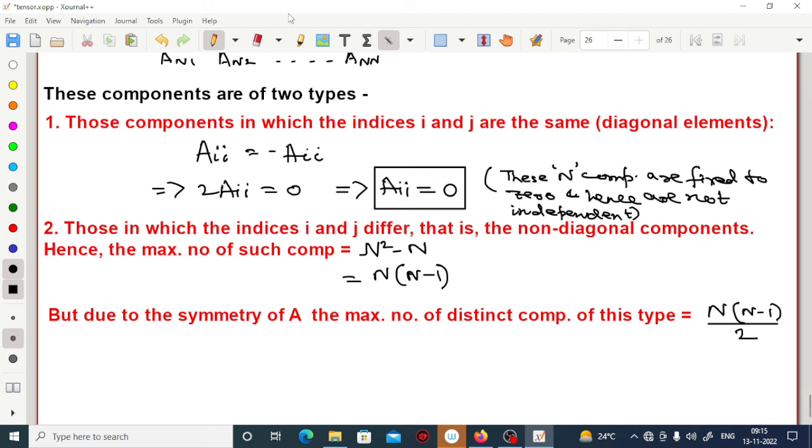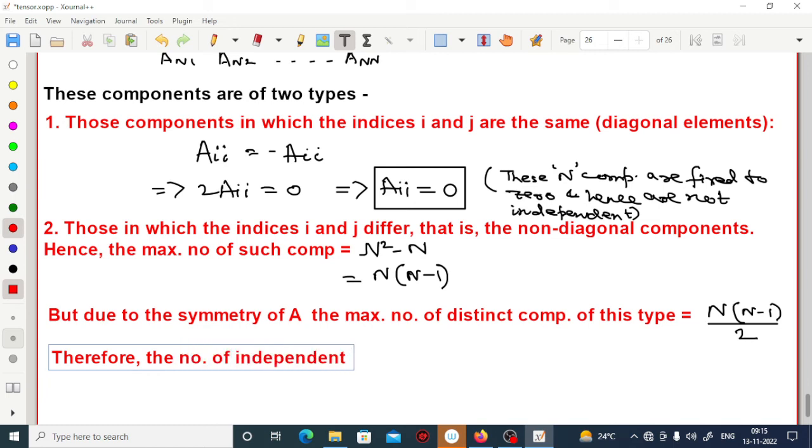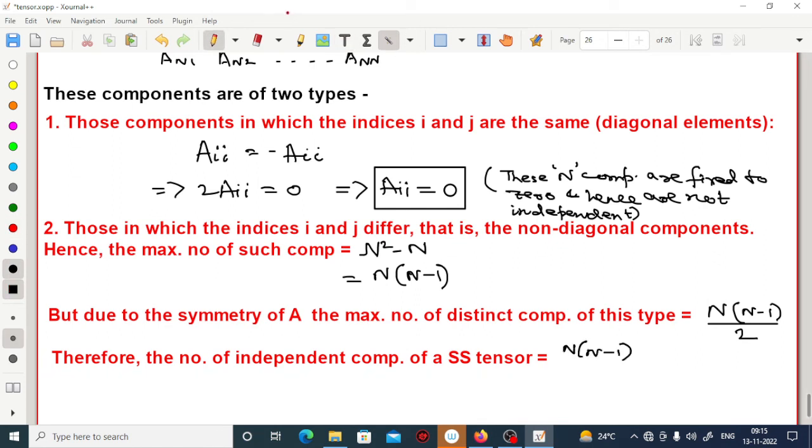So therefore the number of independent components of a skew symmetric tensor is equal to nothing but what you have just now derived, n into n minus 1 divided by 2. So একটা ম্যাট্রিক্সের ক্ষেত্রে, ম্যাট্রিক্স মানে টেন্সর অফ র্যাঙ্ক 2, in a tensor of rank 2 this should come out to be 3.